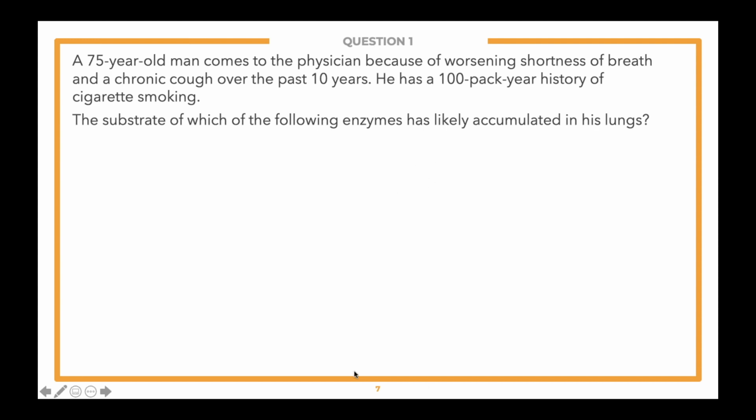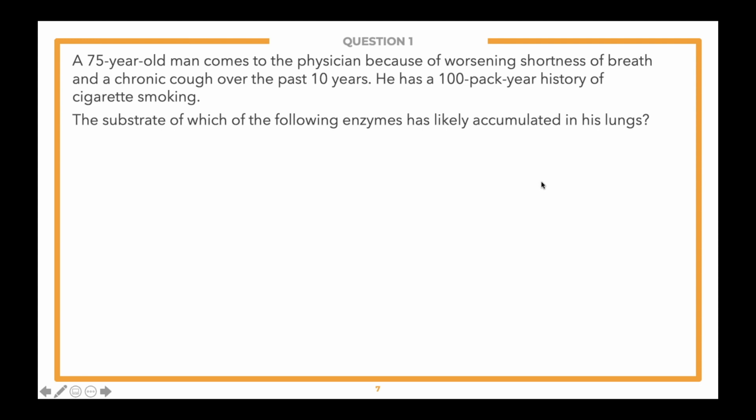All right, as the responses are coming in, let's go ahead and take a look at that vignette. A 75-year-old man comes to the physician because of worsening shortness of breath and a chronic cough over the past 10 years. He has a 100-pack-year history of cigarette smoking. The substrate of which of the following enzymes has likely accumulated in his lungs? I want all of you to start thinking about the important and relevant clues in the vignette and lead-in as I hand it off to Paras.